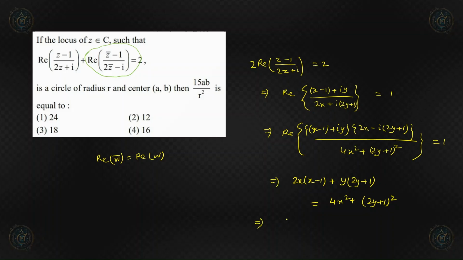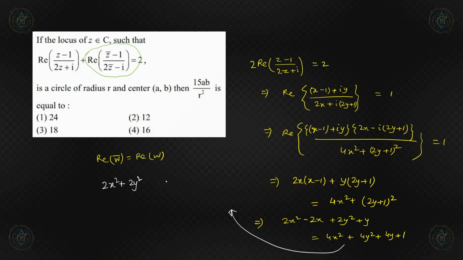So from here we get 2x square minus 2x plus 2y square plus y equal to 4x square plus 4y square plus 4y plus 1, okay. So if we simplify this, if we take the x and y terms to one side, we get 2x square plus 2y square, then plus 2x plus 3y, and then plus 1 equal to 0, okay.